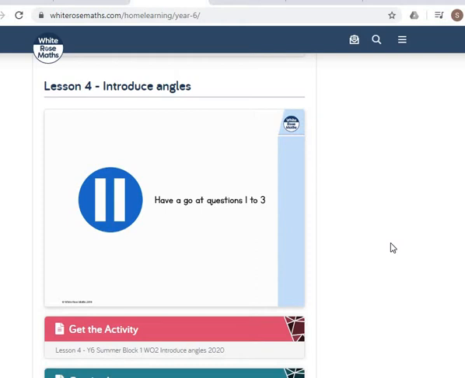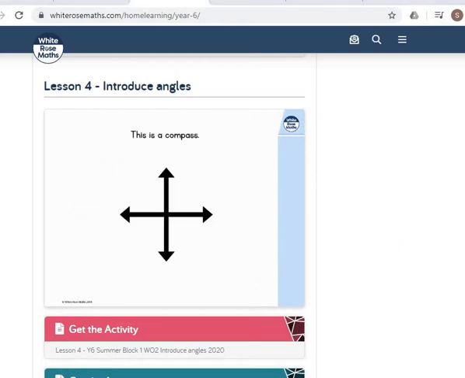Hi there. This is a compass. How do you remember the labels there? There's one way I remember it as naughty elephant squirt water. But there's other ways you can remember it as well. North, east, south, west.